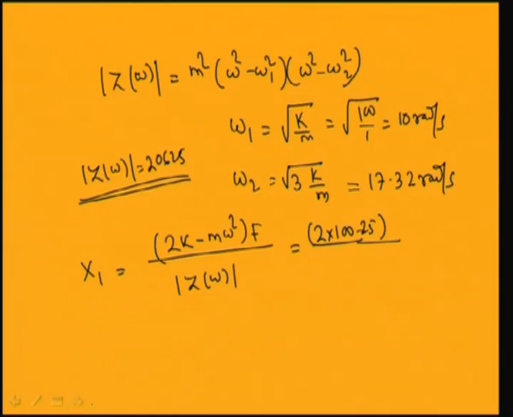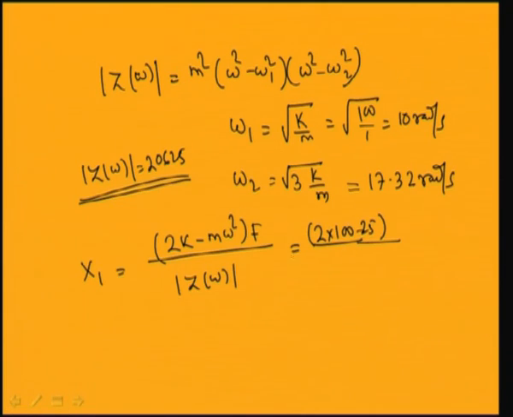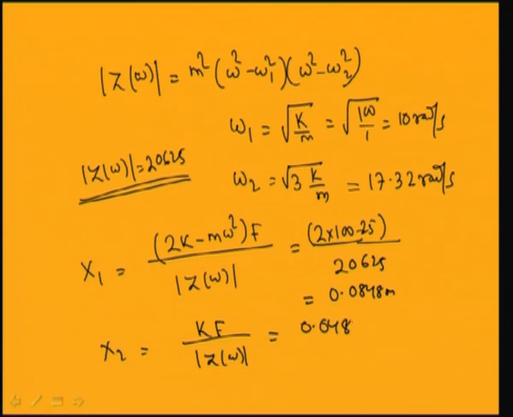This omega I can also assume, so I am assuming omega equal to 5 radian per second. In this case omega square equals 25, and dividing by 20625, x1 becomes 0.0848 meter. Similarly, you can find x2 equal to k F by Z omega, which gives 0.0484.